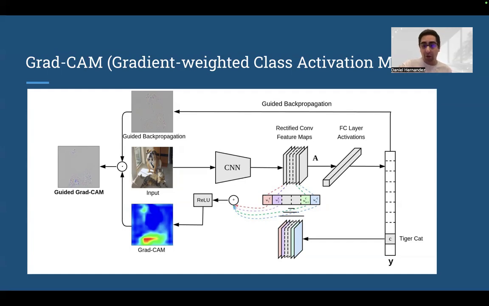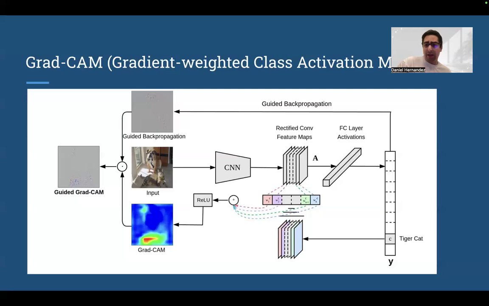Now let's talk about one of the most widely used techniques for visual explainability in deep learning, GradCam, which stands for Gradient Weighted Class Activation Mapping. This diagram illustrates how GradCam helps us understand what parts of an image matter to the convolutional neural network. Starting in the middle, we have the input image, in this case, a picture containing both a dog and a cat.